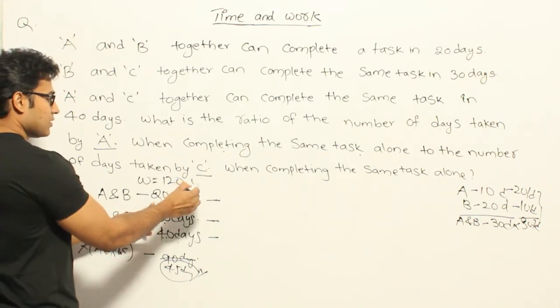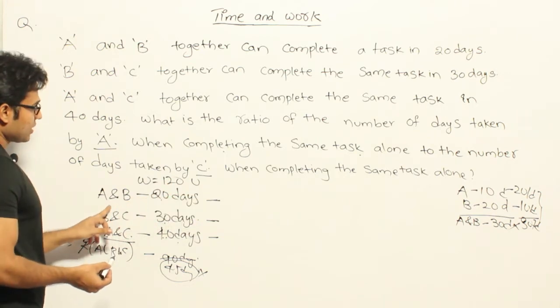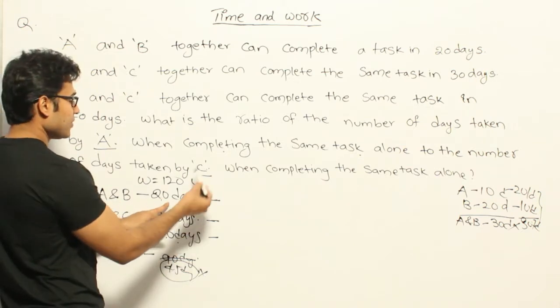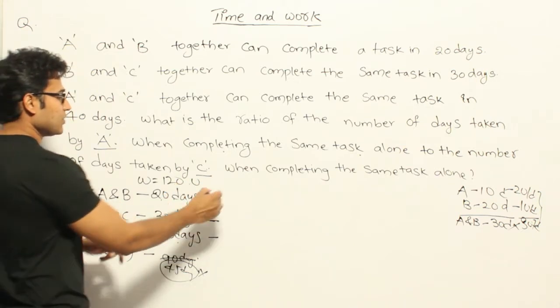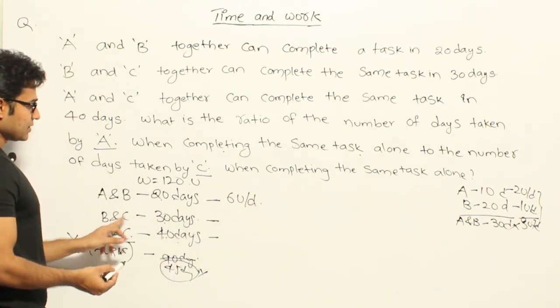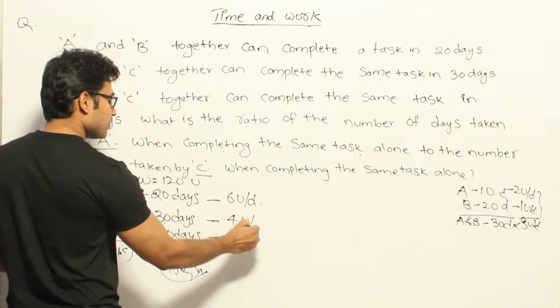Okay, now assuming that the total amount of work is 120 units, what is the amount of work that A and B can do per day? Per day is nothing but the rate, 120 by 20, which means 6 units per day. Now what about the rate at which B and C are working? 120 by 30, which means 4 units per day.